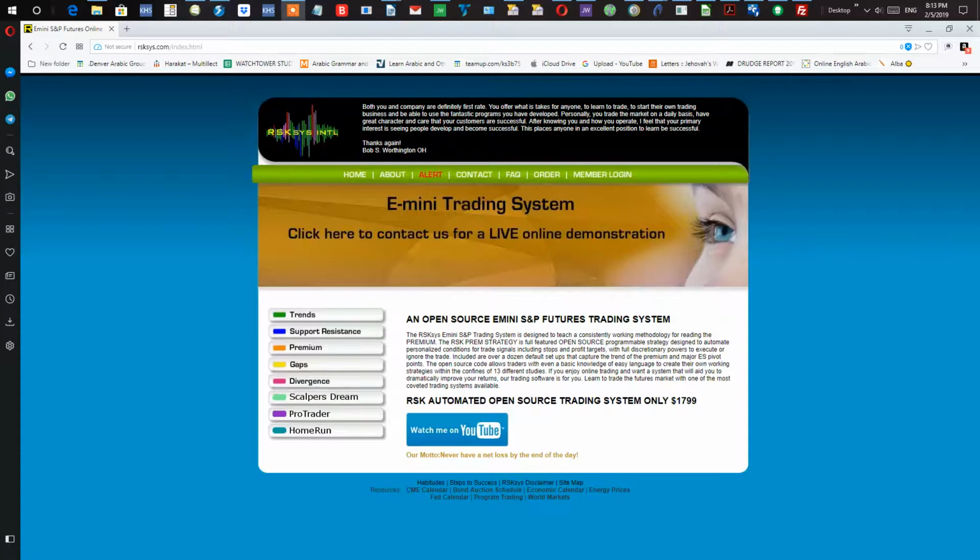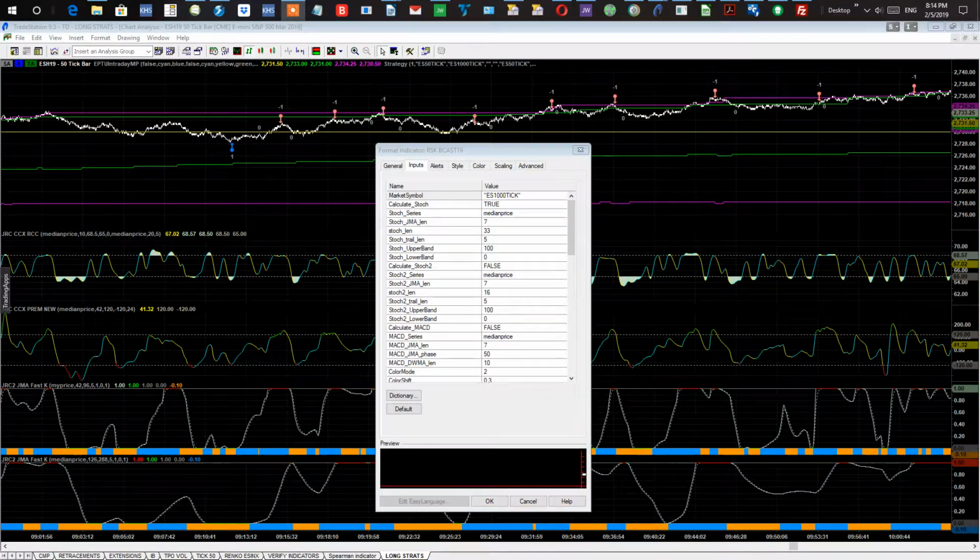Let's take a look at the system. The first major component of the system is the broadcast indicator. This indicator is capable of simultaneously calculating 13 different studies. As we already mentioned, the majority of these studies are based upon Jurik algorithms.